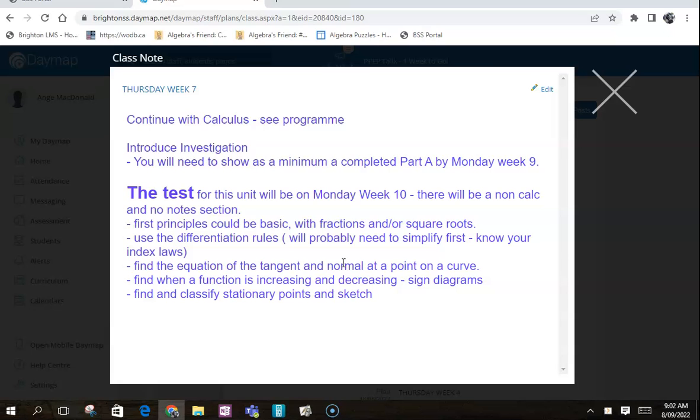But then there were some of those funky ones where it didn't give you all the information. It had some A's and B's involved. I reckon you could be guaranteed some of that stuff. Then we need to know, when is a function increasing, decreasing? That's all about the derivative. When is it positive? When is it negative? Yeah? Sign diagram. And then the thing that we're looking at last was the stationary points to sketch.